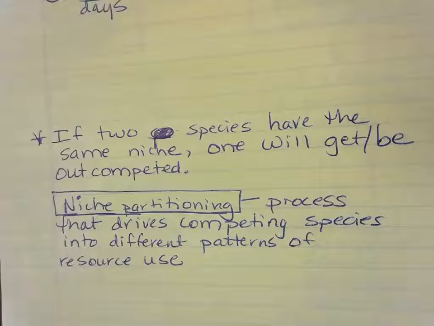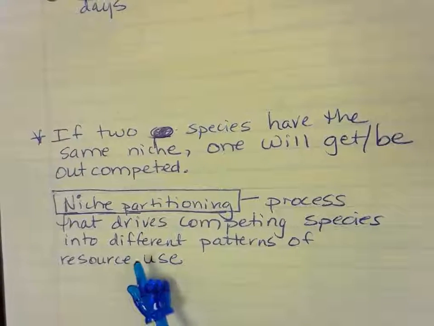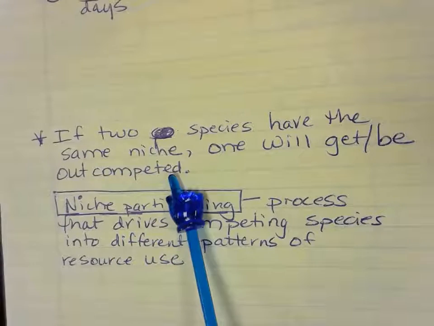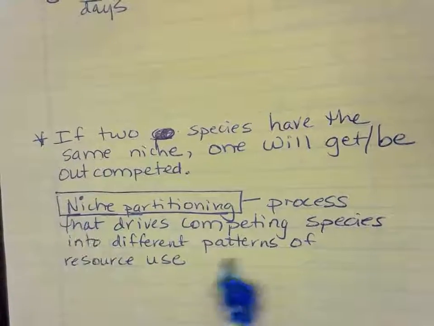It might be living in different parts of the tree, like amongst the branches versus at the tips, or at the top of the tree versus the bottom of the tree. It's the same resource, the tree, or the food sources, whatever it might be. They're just using them in different ways so that they can coexist, and that is called niche partitioning.